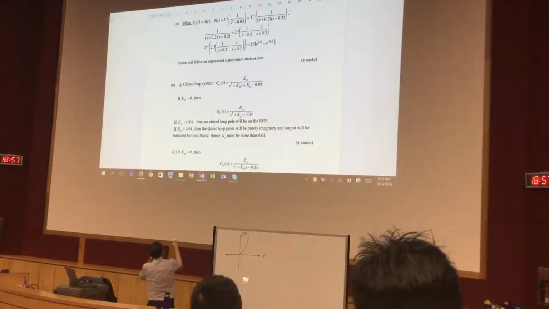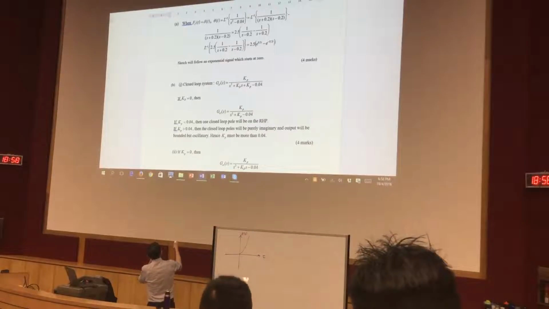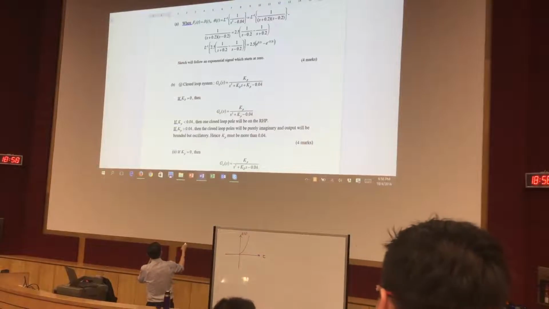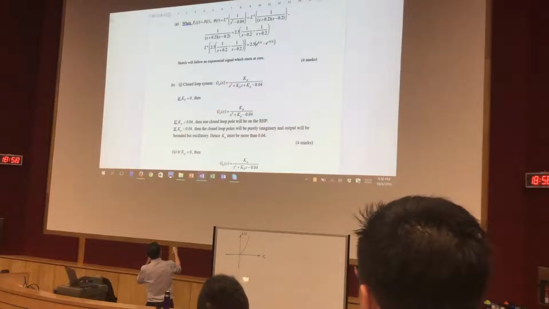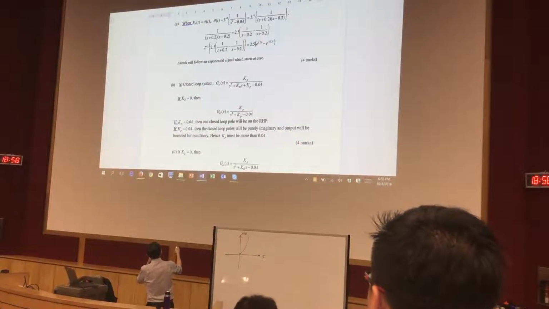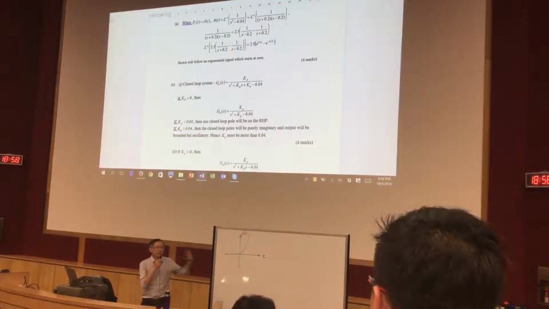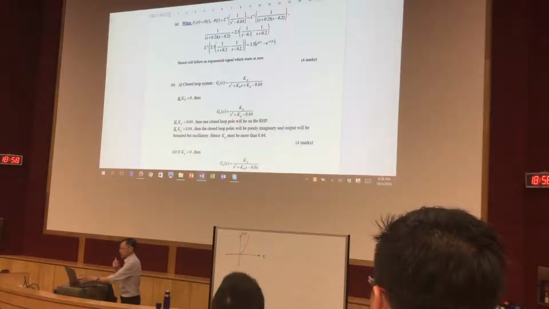So it's not drawn. Then the closed loop system is this. When Kd is 0, you got this. Therefore, this must be positive. So Kp must be greater than 0.04. So that's the second part. Right? And when Kp is 0, you got this. Because of this negative sign, you will always have a pole on the right hand side, which means it will never be stable. Okay, that was that.